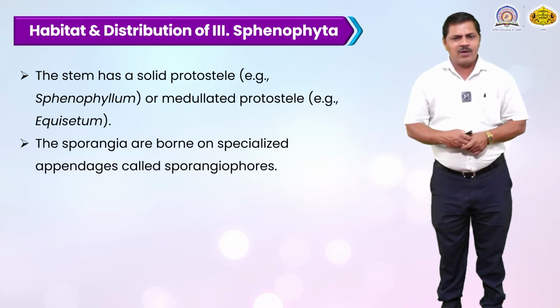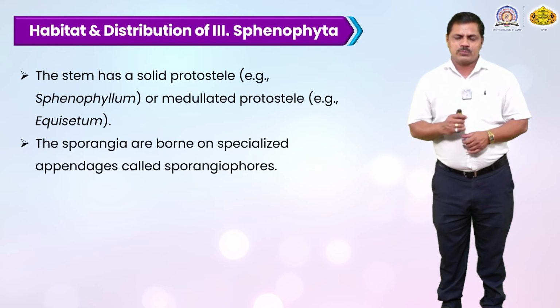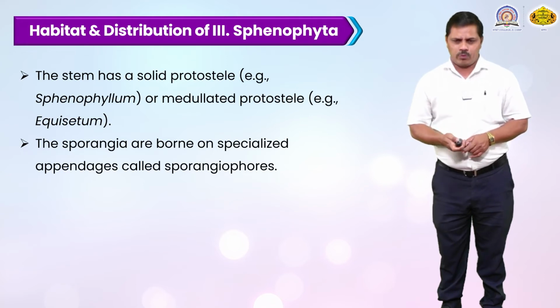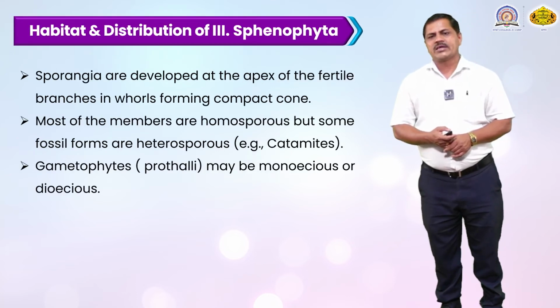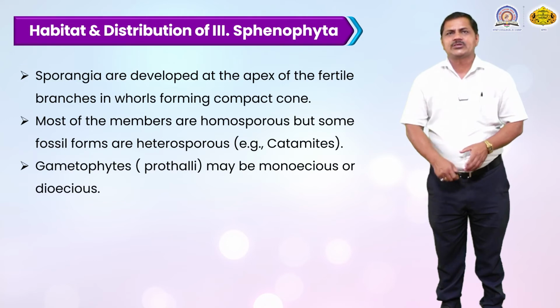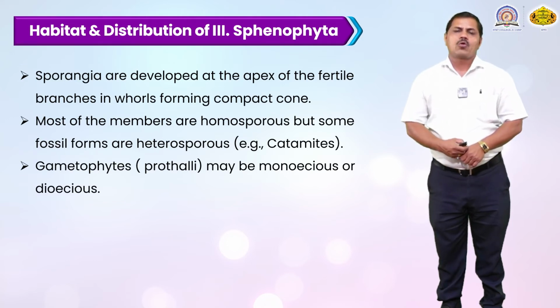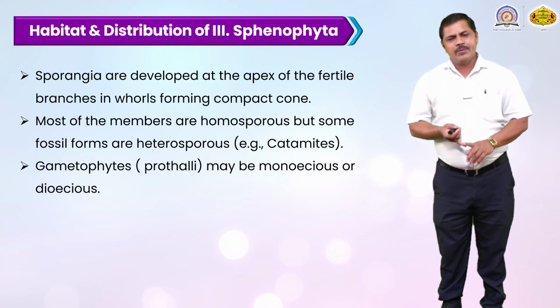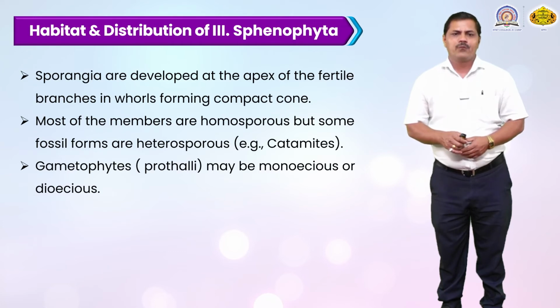The sporangia are borne on specialized appendages. Sporangiophores and sporangia develop on a special branch called a sporangiophore. These sporangia develop at the apex of the fertile branches in whorls, forming a compact cone. This means the sporangia develop at the tip of the portion, and the whorl forms the compact cone.